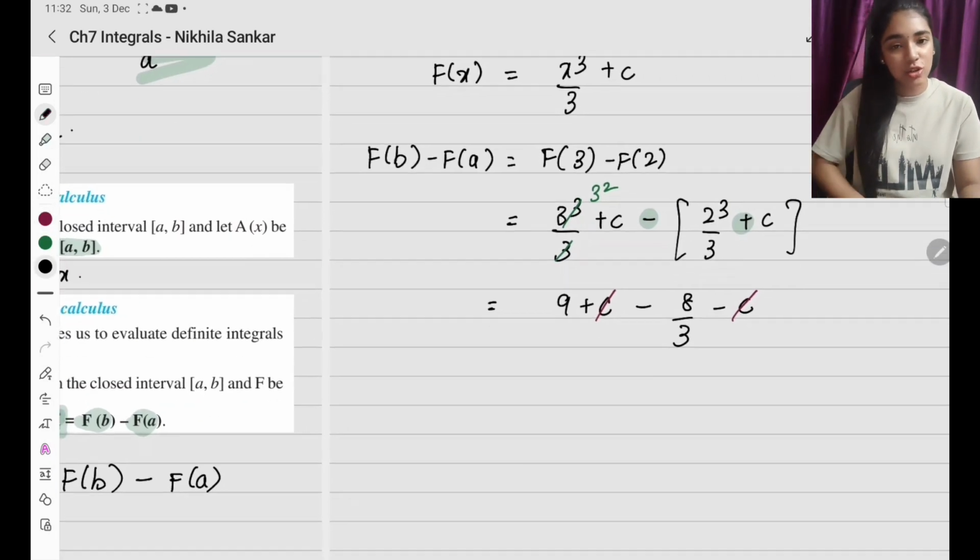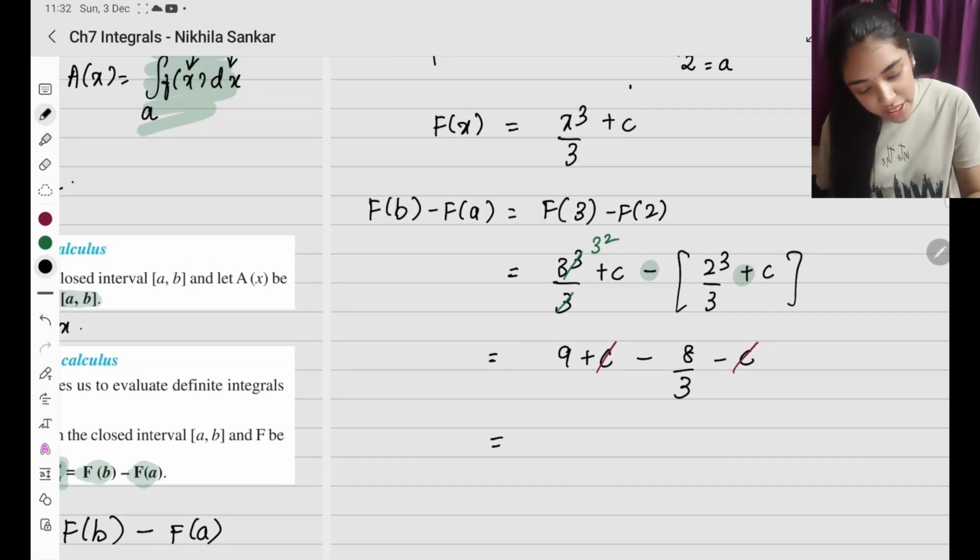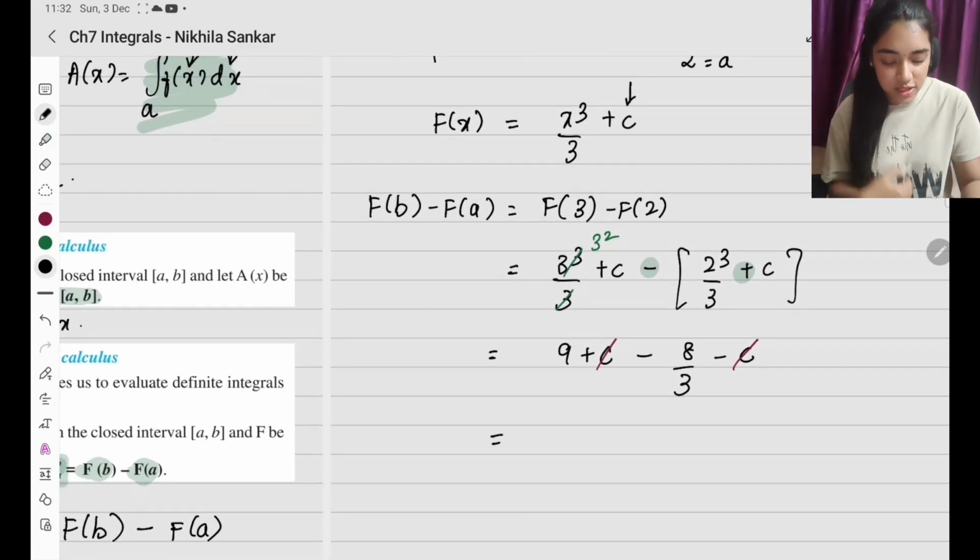So basically the integration constant always gets cancelled when you are subtracting. So in that, you need not write the c from the next question. Okay, so this is why we avoid the c.